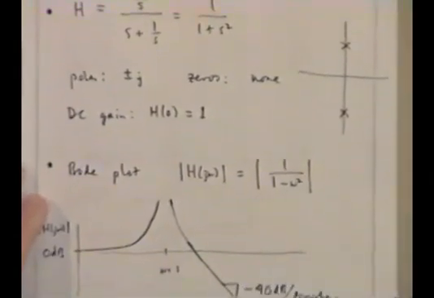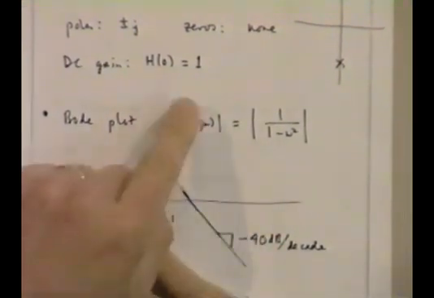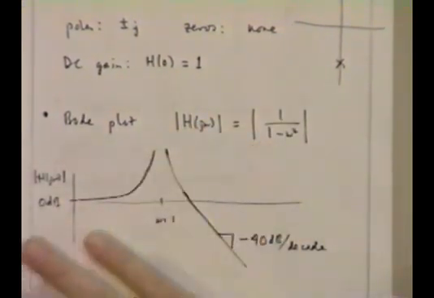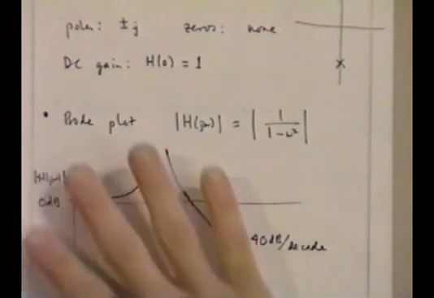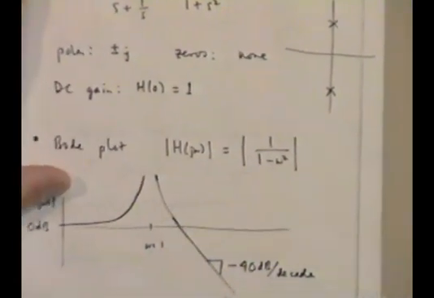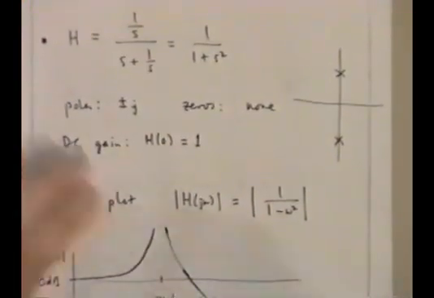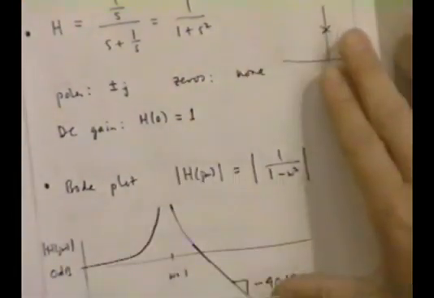Let's look at a Bode plot of this transfer function. If you work out what H of j omega is, it's 1 over 1 minus omega squared, and here's a completely bizarre thing. It's real, right? Because s squared is j omega squared, which is minus omega squared. You get 1 over 1 minus omega squared. And the first shocker is that the transfer function is actually real. The frequency response is real.